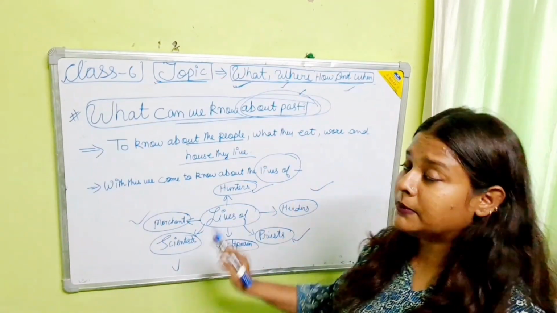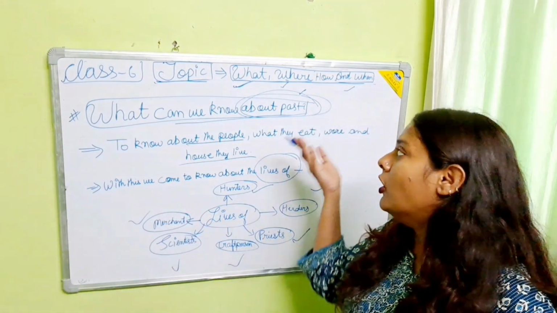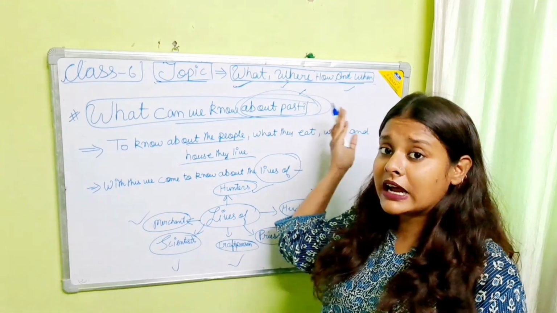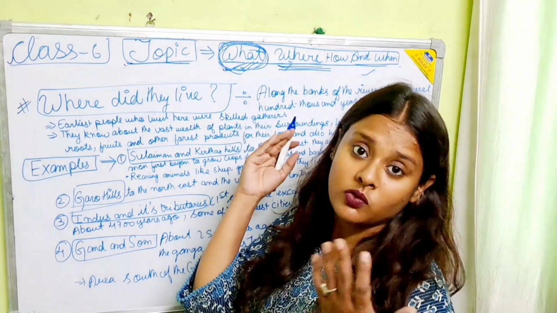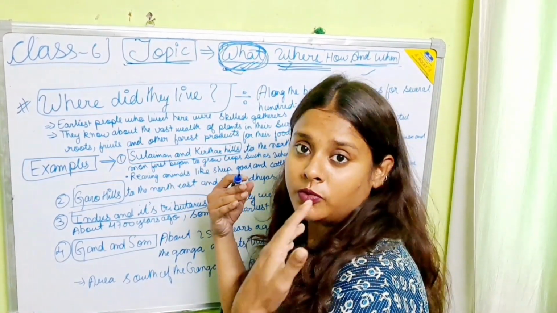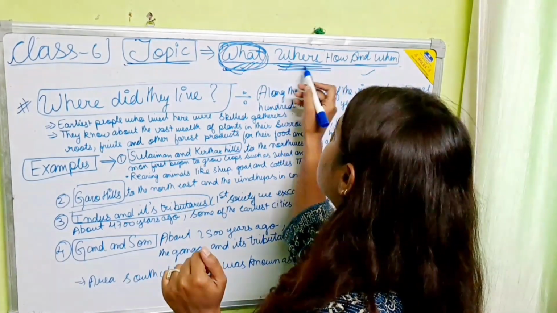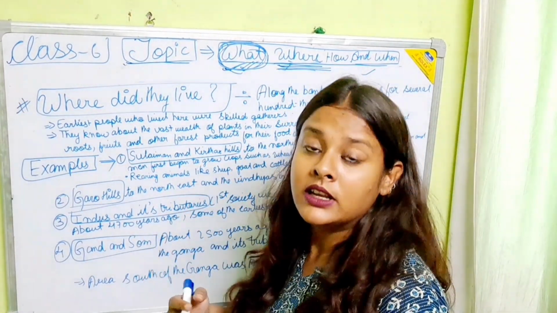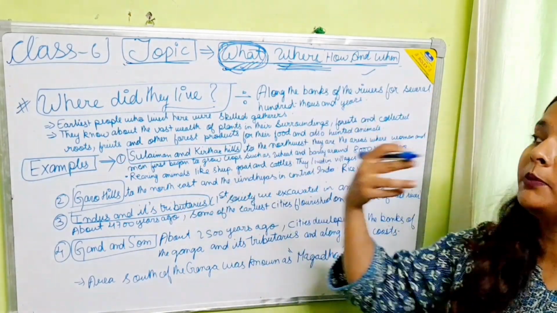All these peoples are the peoples about whom we are going to know when we study history, when we study our past. What did we study? People, what they wore, and what they ate. Now we are going to study where they lived, near which rivers. So where did the people live?